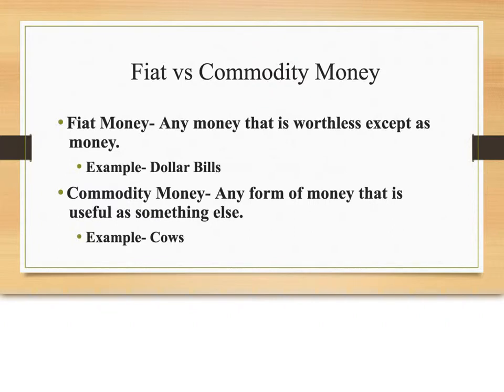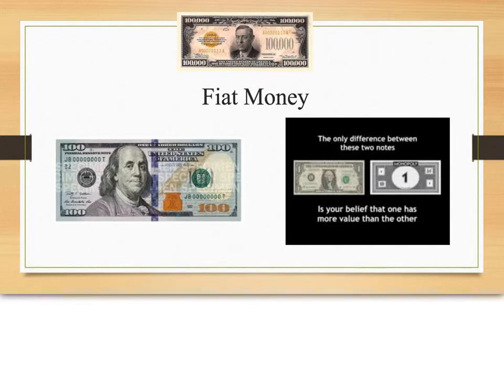Commodity money is any form of money that is useful as something else. So for example, when cows were used, even seashells in terms of looking pretty, gold, for example, is a commodity money because you can do other things with it. It's not just like dollars where you use it for exchange and that's it. Cows you can milk, you can get food from. Gold you can melt down and make jewelry with, so it's useful somewhere else, and so we call that commodity money.